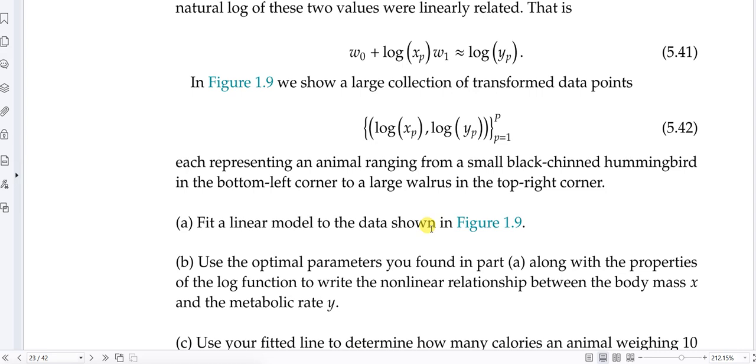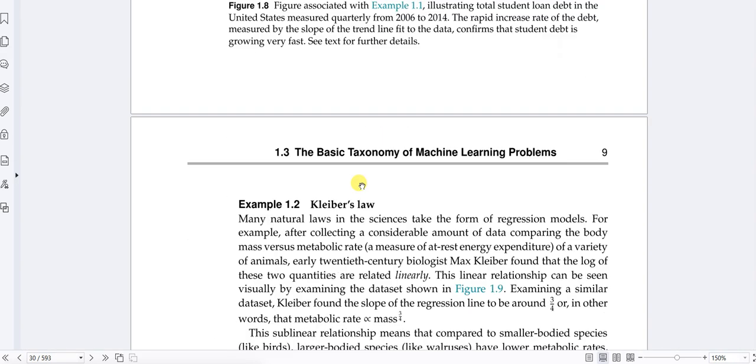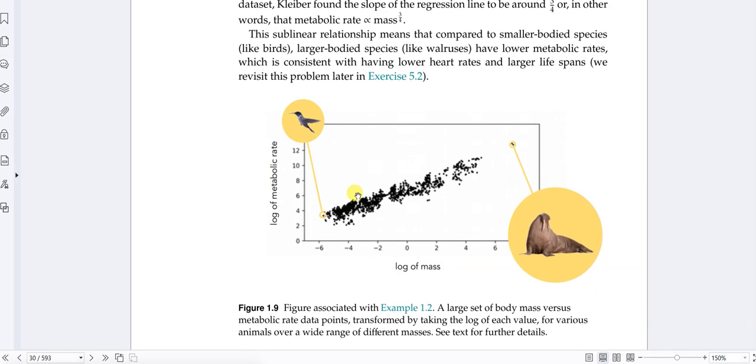Again, fit a linear model as shown in figure 1.9. This is 1.8, this is 1.9. So we are fitting this one.